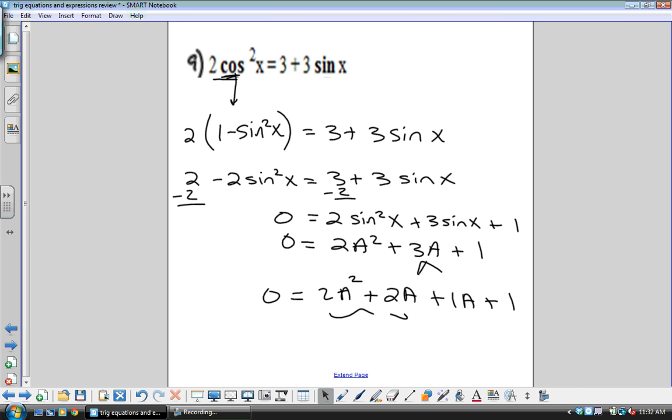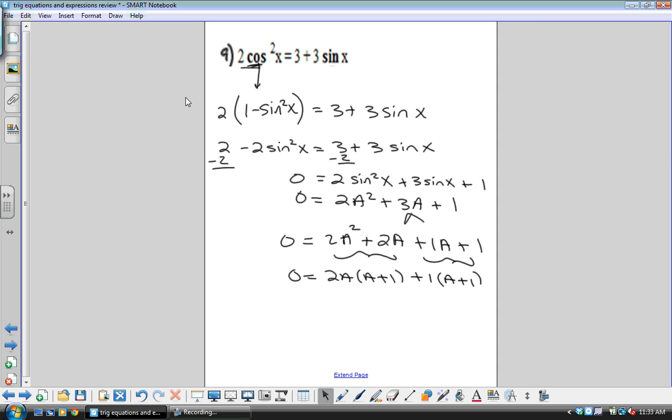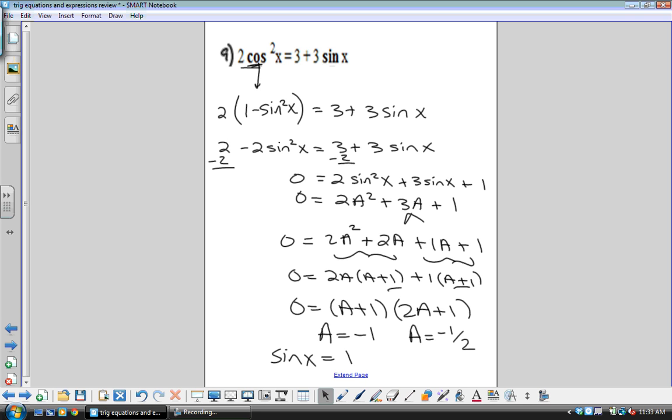All right, now I'll group them here. So we'll get 2a times a plus 1 plus 1 times a plus 1. And now we can bring out that a plus 1. So we'll get a here to be negative 1 and negative 1/2. Now recall a was sine x. So we get sine x is negative 1 and sine x is negative 1/2.